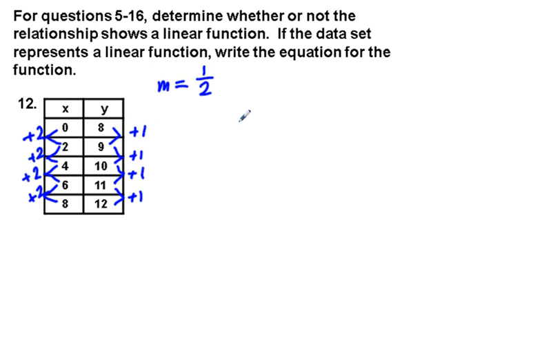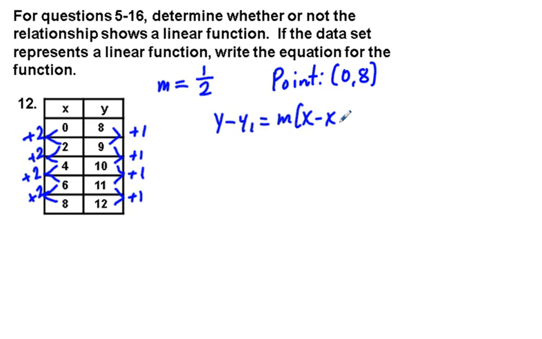And now we have a point. We can use any one of these 5 points, but the point that I'm going to recommend using is the first one here, 0, 8, or the y-intercept. Why? Arithmetic's a little easier. So the point slope form, if you watch the predecessing video lesson, you would see the point slope form to be y minus y1 equals m times quantity x minus x1.